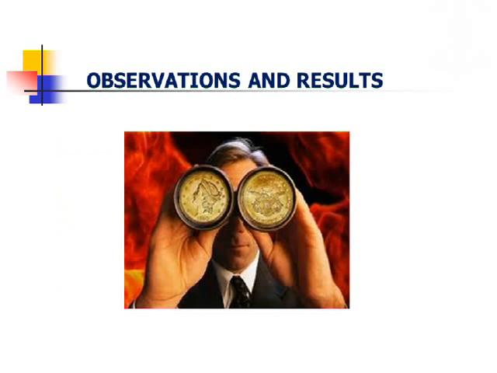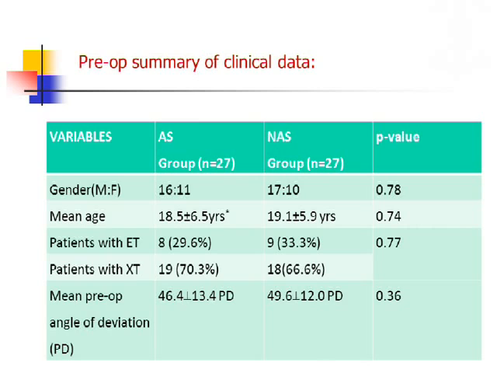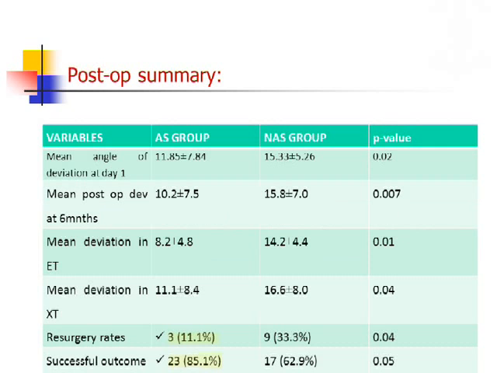Observations were, these are the pre-operative summary of clinical data, which shows almost comparable groups. The post-op summary shows there was a decrease in mean angle of deviation at day 1 and at 6 months, and the resurgery rate was reduced in the AS group, and there was marked improvement in successful outcome in the adjustable suture group.